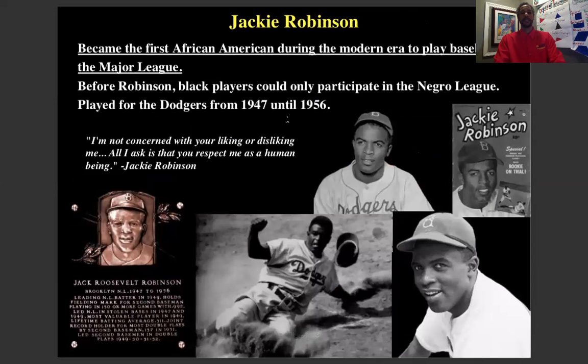Jackie Robinson integrated baseball on April 15, 1947 for the Brooklyn Dodgers. This is another significant turn in the civil rights movement because it showed blacks could excel in sports.